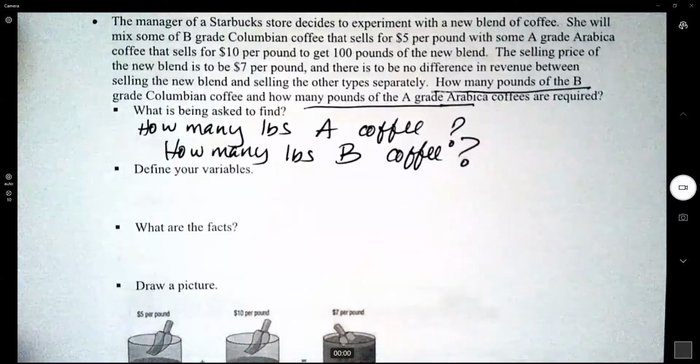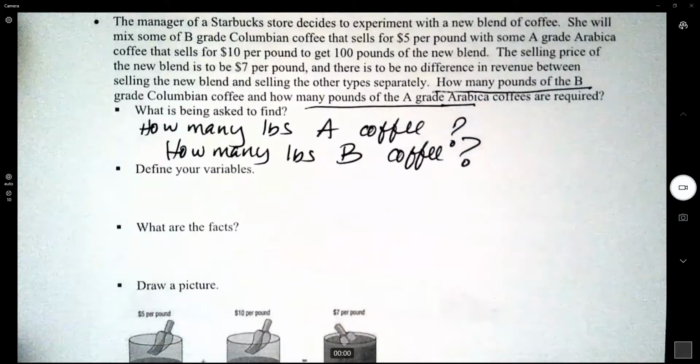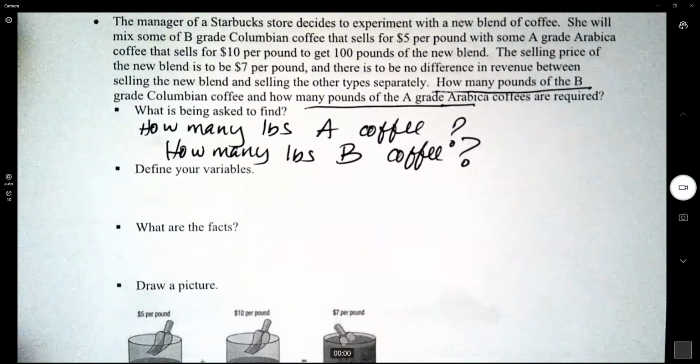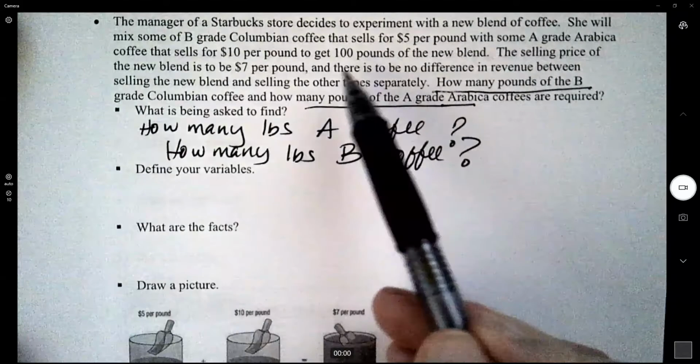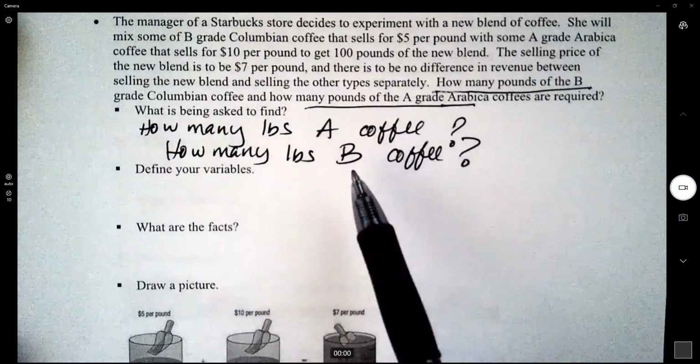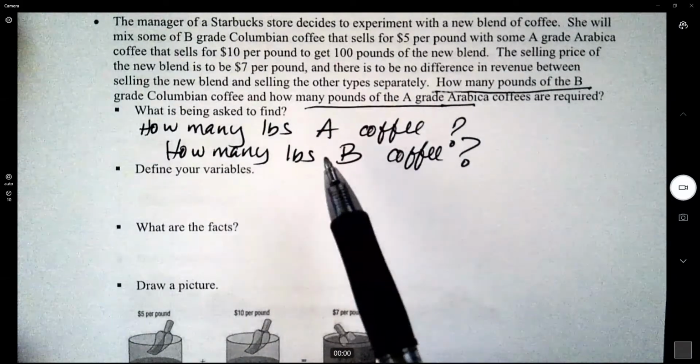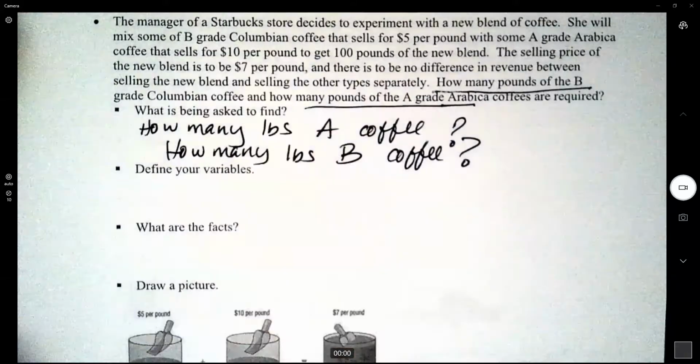So we're going to have to mix A coffee with B coffee, a certain number of pounds of each, to create 100 pounds total. And we want to know how many pounds of each we want to mix together, so that way it comes out to $7 per pound. So first, let's define our variables.